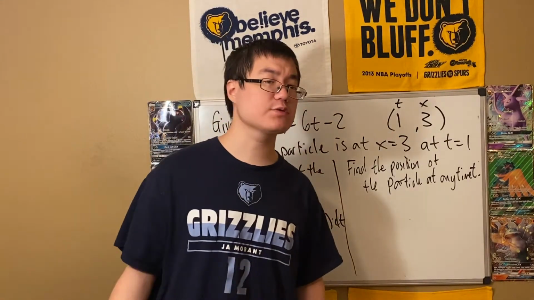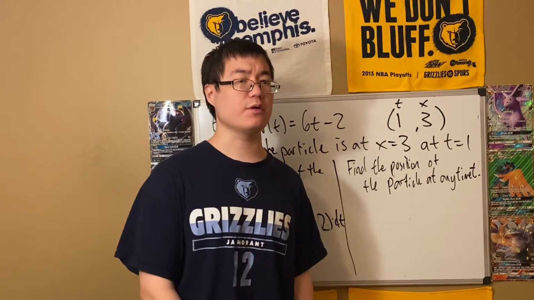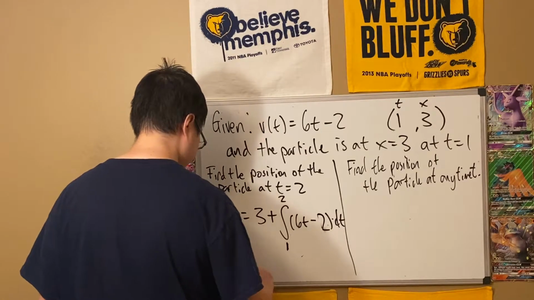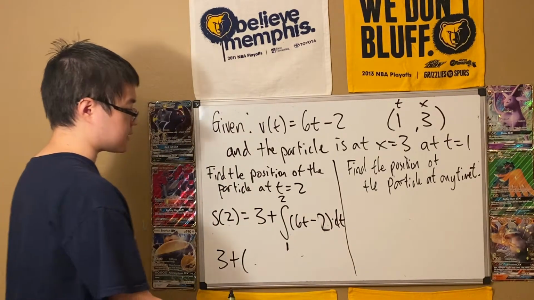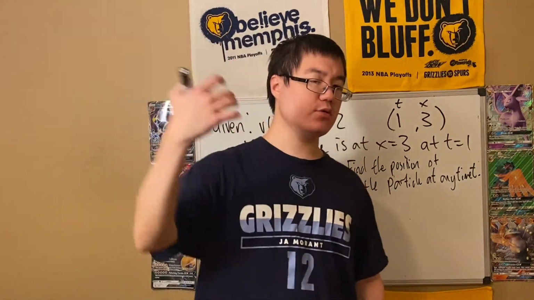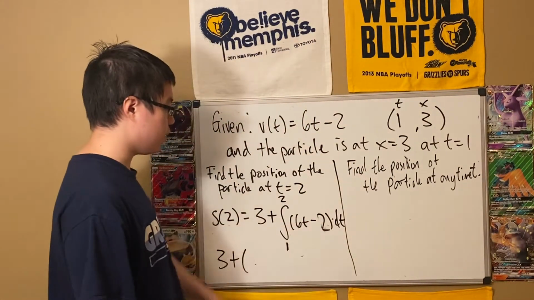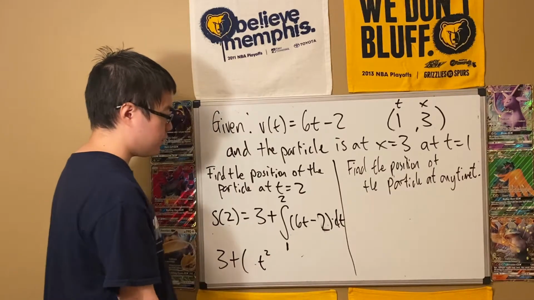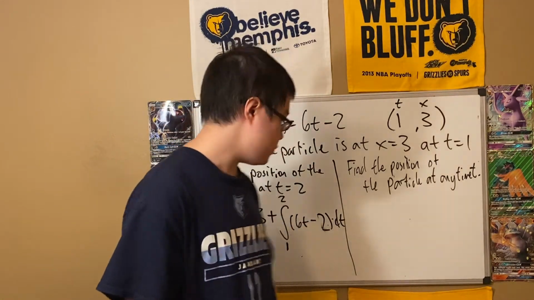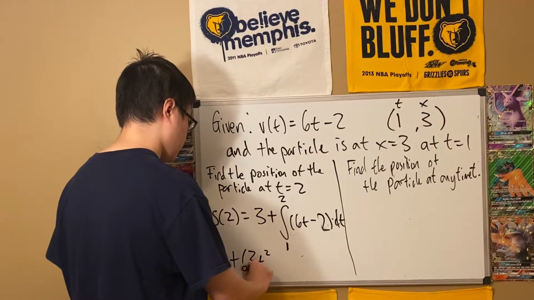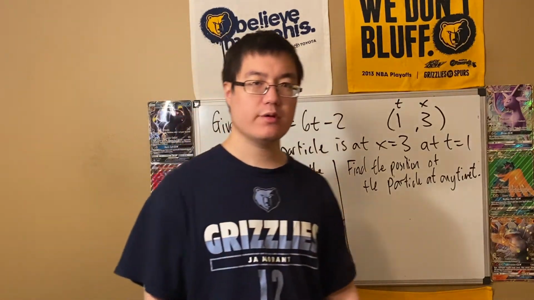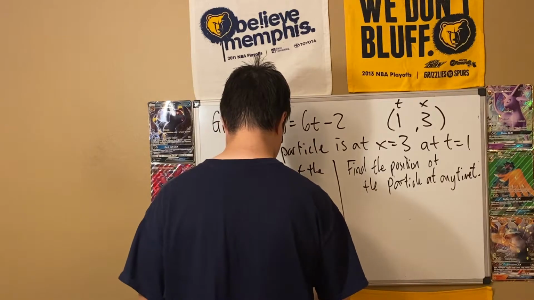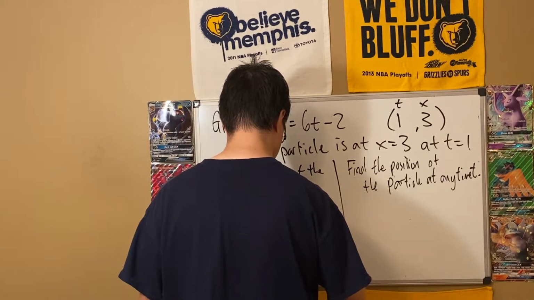Well, it's going to be like our first question. What we're going to do is take the antiderivative. So it's going to be 3 plus, what's the antiderivative of 6t? Well, again, you add 1 to your exponent. This is technically t to the 1, so it'll be t squared. And then you divide by your new exponent. So 6 divided by 2 is 3, so that's going to be that. What's the antiderivative of minus 2? That's, of course, minus 2t. And then we plug in 2 and 1.